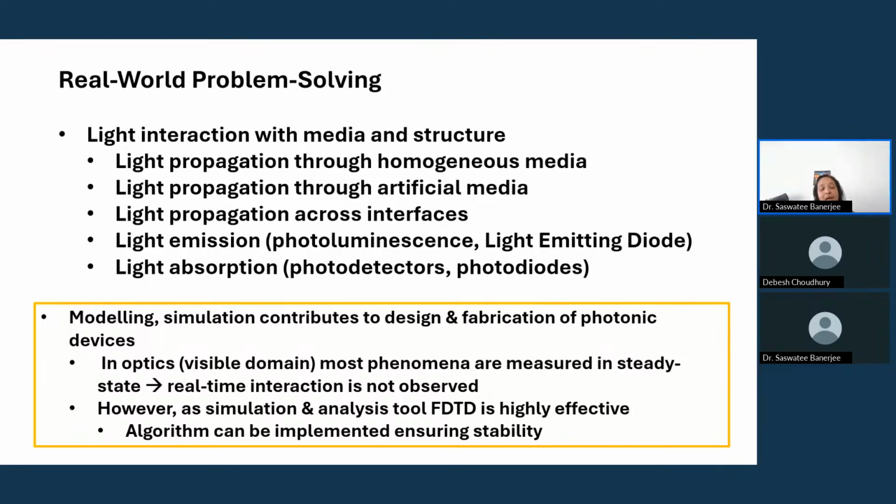With this algorithm, once the time marching starts, it implements those boundary conditions automatically. You don't have to do very much. That is one good point about this algorithm, and that's why we use the finite difference time domain to solve a host of different types of problems.